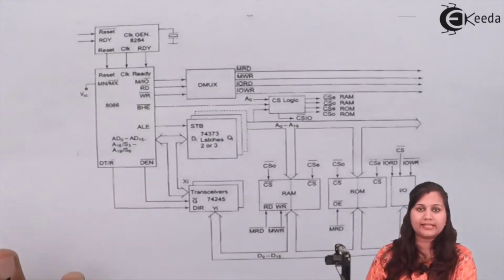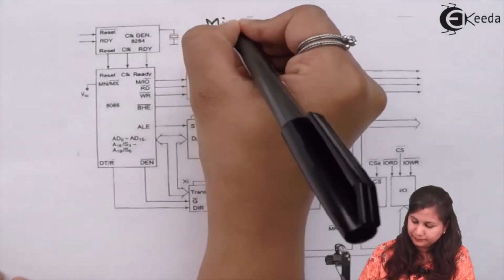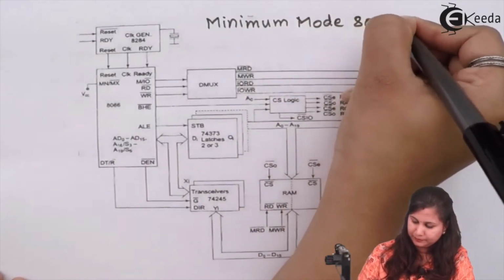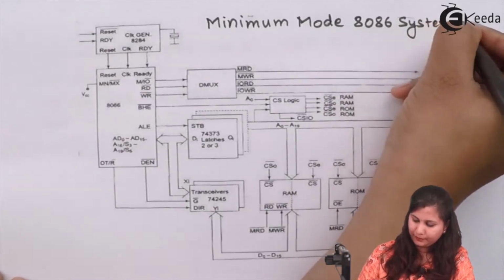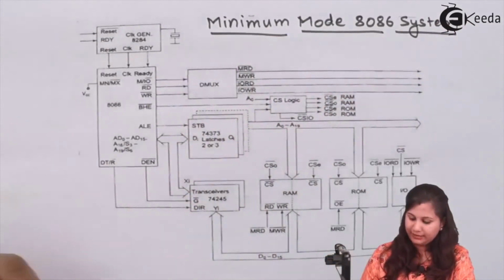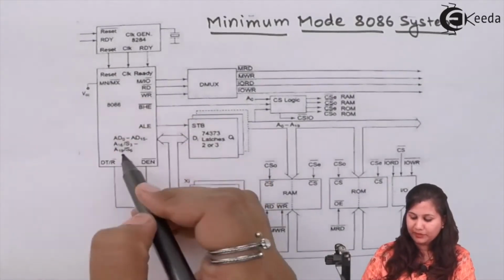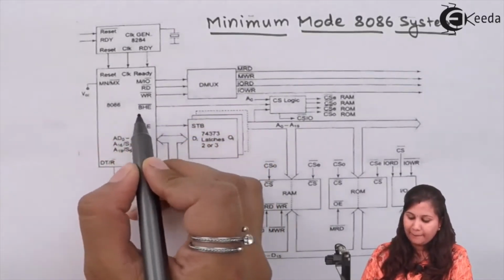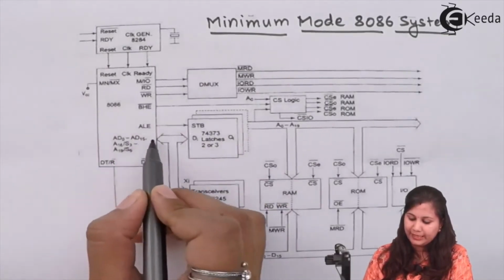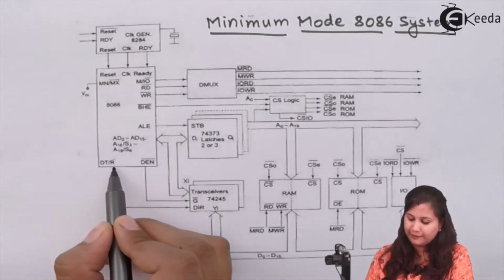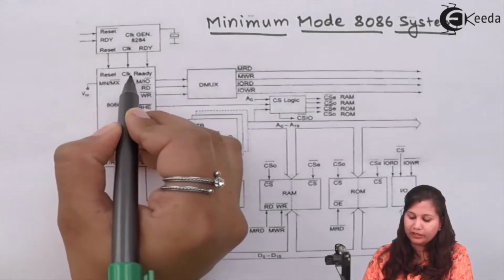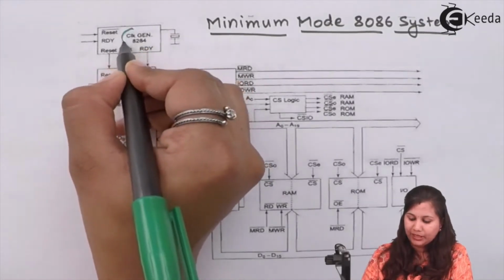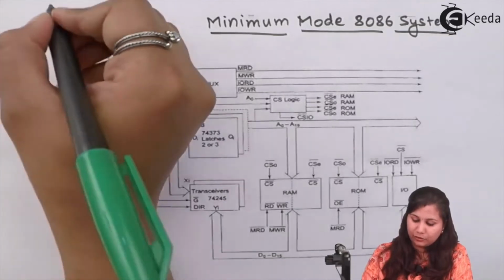It is the minimum mode 8086 system. In this block diagram, you can see that here we have the 8086 microprocessor, which is providing all the control signals like memory input output, read, write, bus high enable, address latch enable, then address and the data bus, data transmission and receive, data enable, and here the reset, clock and ready signals are given to the 8086 microprocessor by this clock generator IC 8284. This is the clock generator.